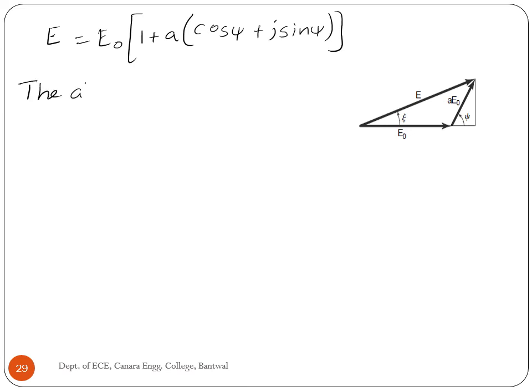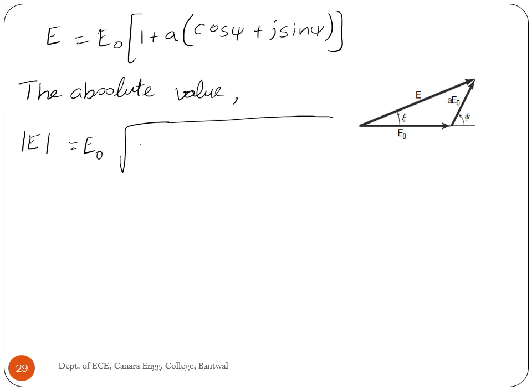The absolute value is given by E naught root of 1 plus A cos xi square plus A sin xi square into angle zeta.